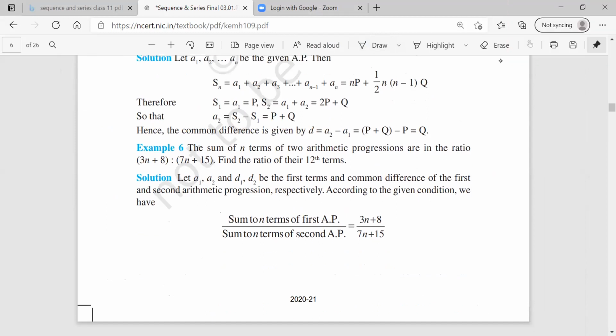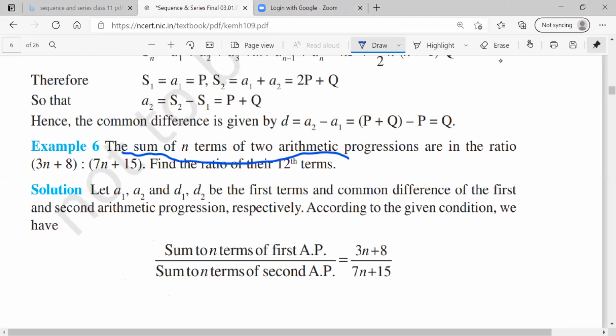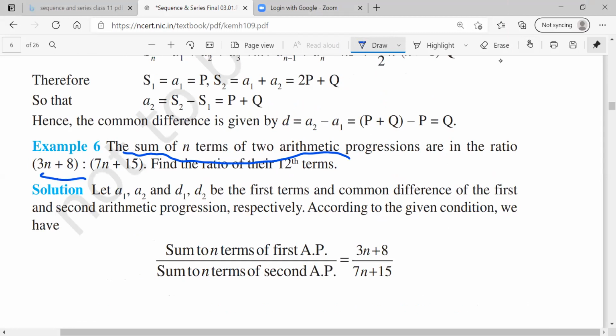The sum of n terms of two arithmetic progressions are in the ratio 3n plus 8 is to 7n plus 15. Find the ratio of their 12th term. Ratio of their 12th term. So this is the question.